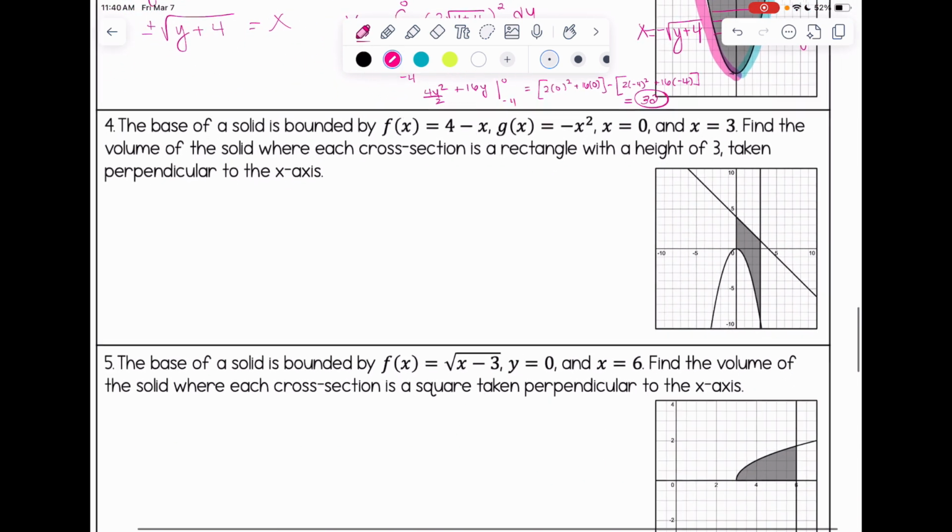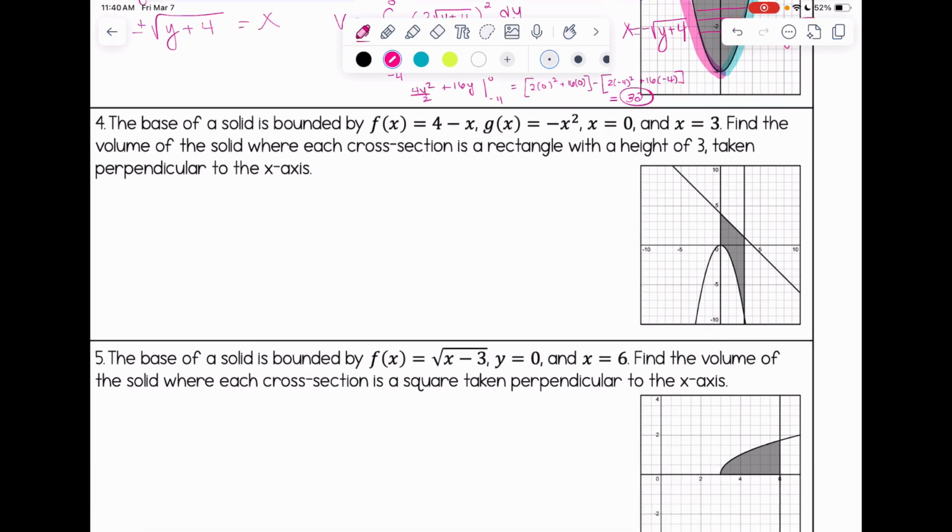All right, number 4. The base of a solid is bounded by f of x equals 4 minus x, I can see that's the upper function, g of x equals -x squared, that's the lower function, x equals 0 and x equals 3. We're going to find the volume of the solid where each cross-section is a rectangle with a height of 3 taken perpendicular to the x-axis.